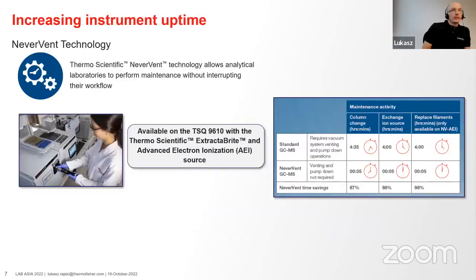I mentioned the never vent technology and the amount of time that you can save thanks to that technology. Here you have a table with 3 very important maintenance activities: column change, exchange of the ion source, and replacement of the filament. As I mentioned, with never vent technology, you don't have to vent the instrument to perform those activities. So as you can see in the table, you can save around 90% of your time thanks to the never vent technology.